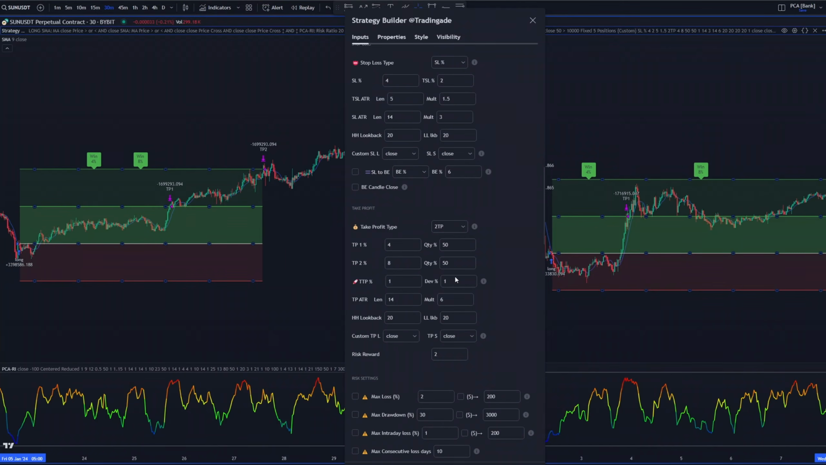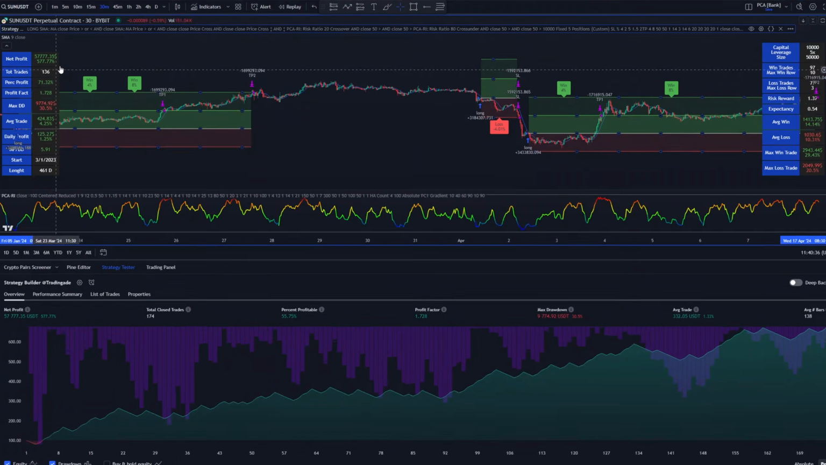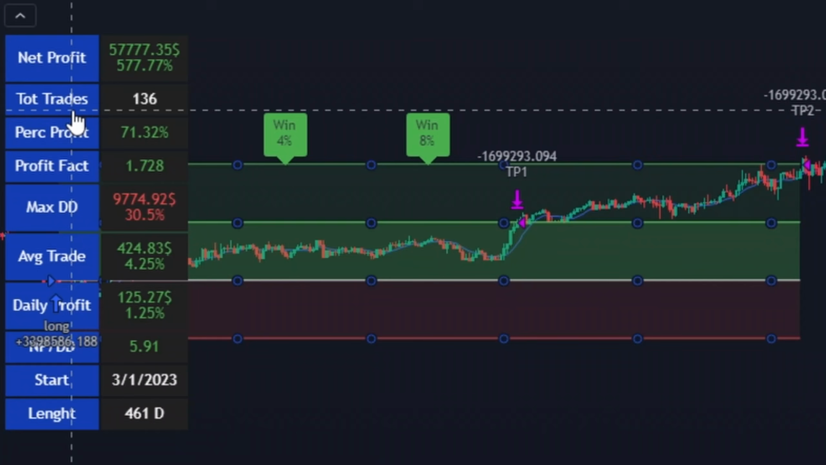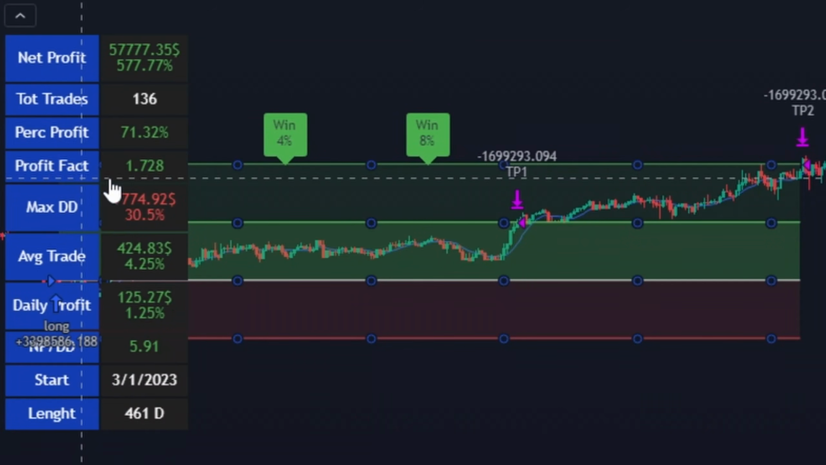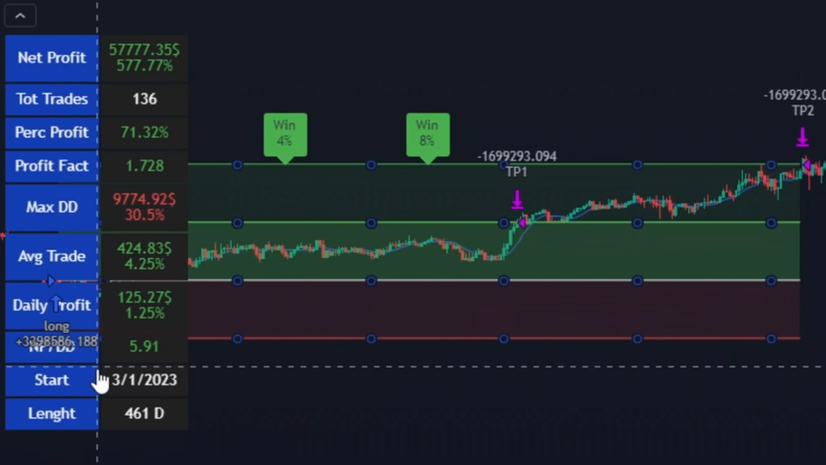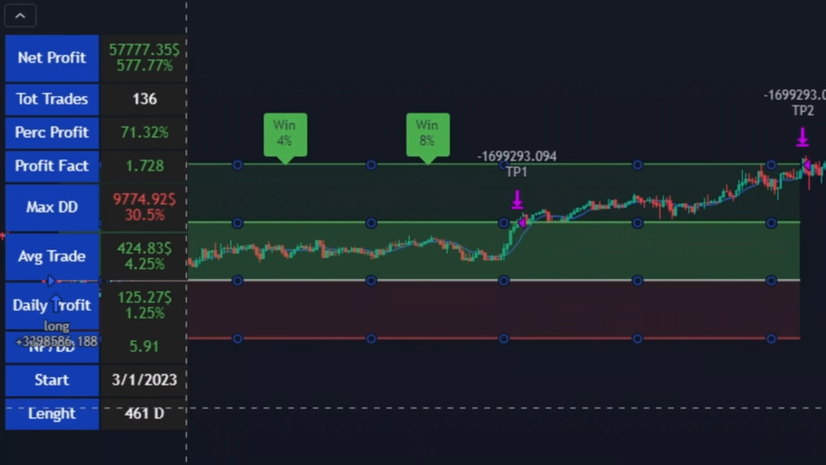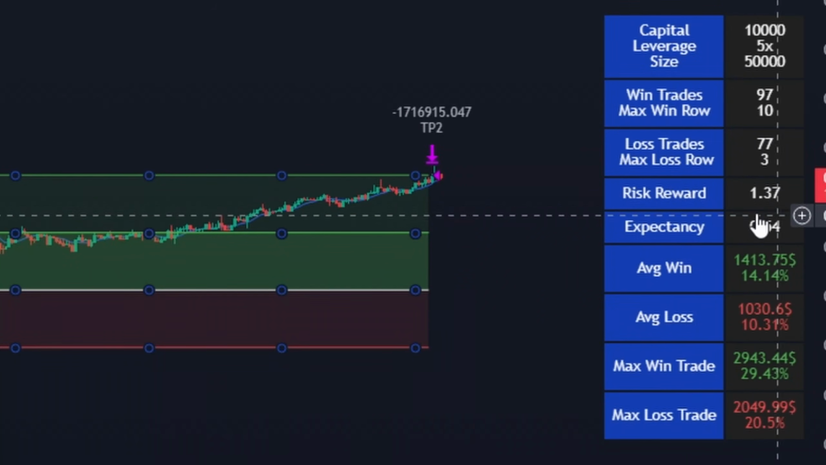I just leave the basic exits that I usually do, but there are a lot of different exits that you can use and customize as much as you want. But for this backtest, I just leave the basic settings. Let's see the backtest results. The equity is really good, net profit 577%, total closed trades 136, win rate 71.32%, 1.72 profit factor, 30% max drawdown, 4.25 average trade, 1.26% daily profit, and 5.91 net profit/drawdown. We are backtesting about 1.5 years, risk reward 1.37 and expectancy 0.54.